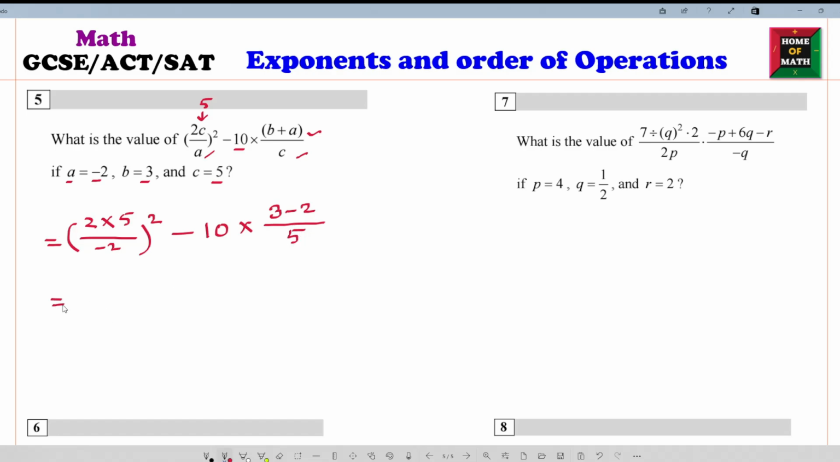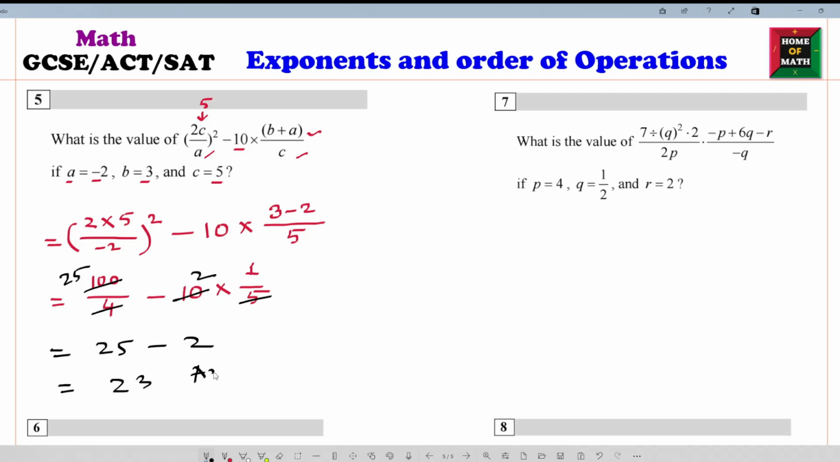Okay. Now 2 times 5 means 10, 10 square means 100, divide minus 2 square, minus times minus means plus, 2 square means 4, minus 10 times minus 3 minus 2 means 1, divide 5, right? Now look, 100 divide 4 means 25, we can write here, minus 10 divide 5 means 2, so we can write here. So 25 minus 2 means 23.